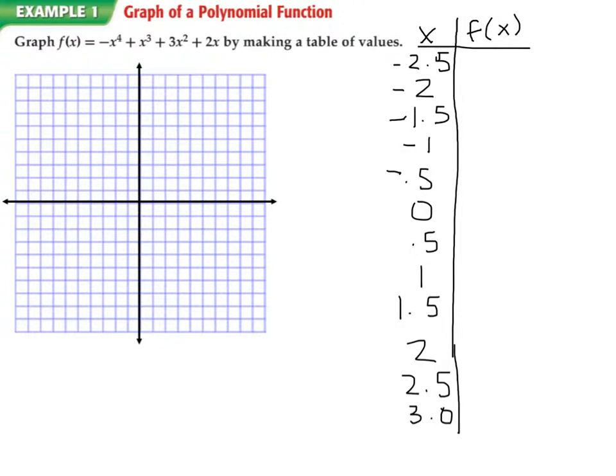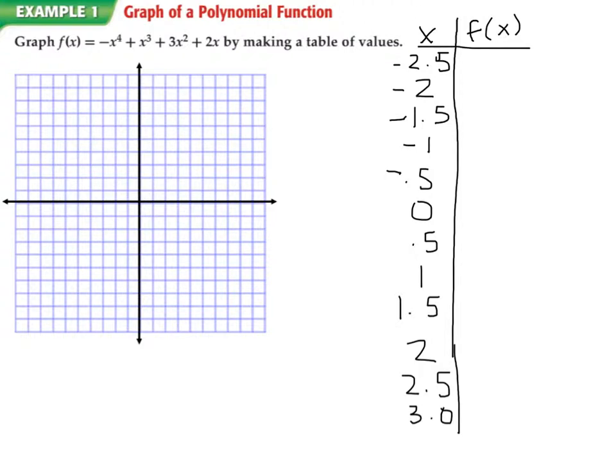We're looking at the graph of a polynomial function. It says to graph f of x equals negative x to the fourth plus x cubed plus 3x squared plus 2x by making a table of values. So I went ahead and made a table of values that you can copy down. I chose several x values because in order to really see what's going on, we're going to need lots of x values. It's not like a quadratic function, where we know when it starts going up, it's going to go up forever. There could be some different things going on with this.